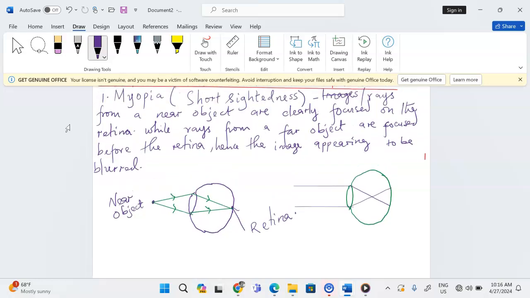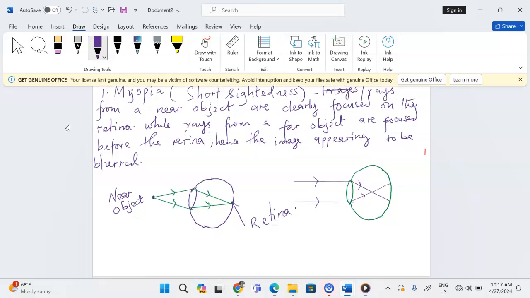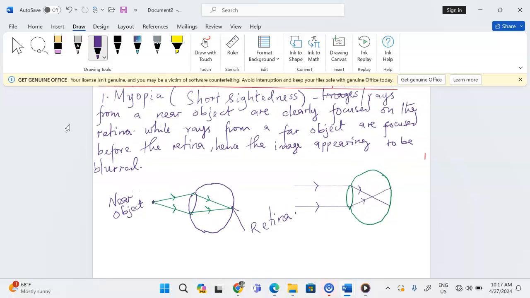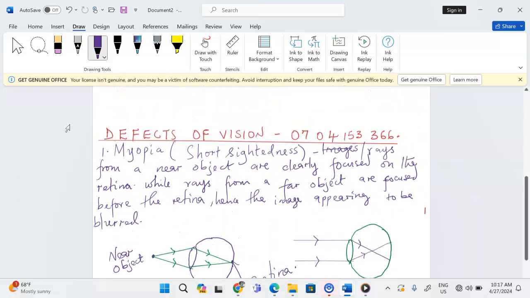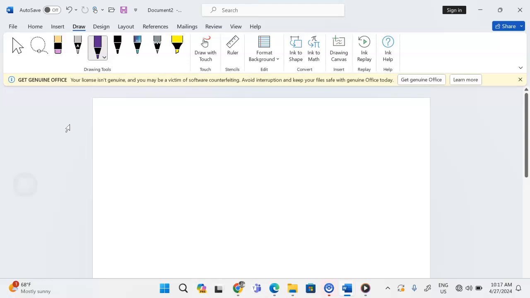So you can see now, rays from a distant object, when they hit the lens of the eye, instead of being focused at the retina, are focused before the retina, and the image appears blurred; such a human eye cannot see. There are some possible causes of this. Let me write the possible causes of myopia, short sight.